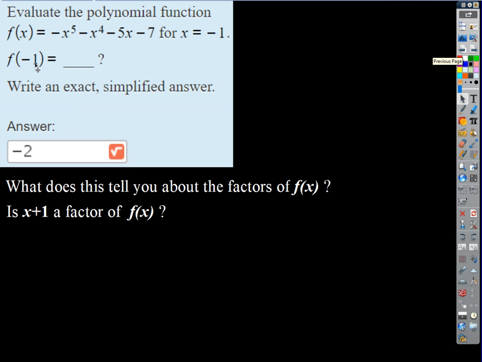If you get a remainder, then it's not a factor. Think what it means to be a factor. Like if we had something like, for example, x plus 1 times x minus 2 is my polynomial, right? So that's equal to, if I multiply that out, what? X squared minus x minus 2, right?